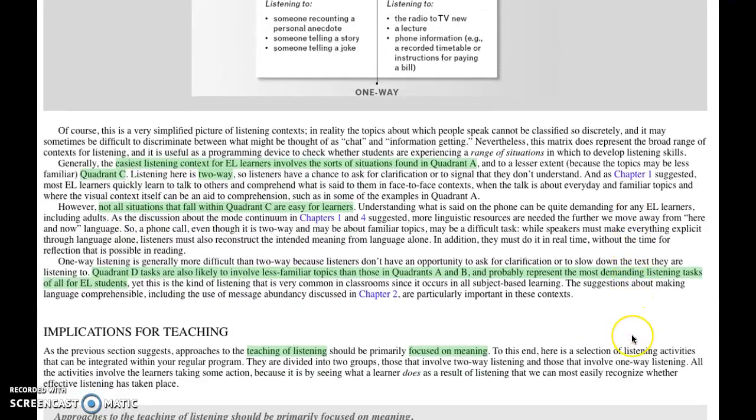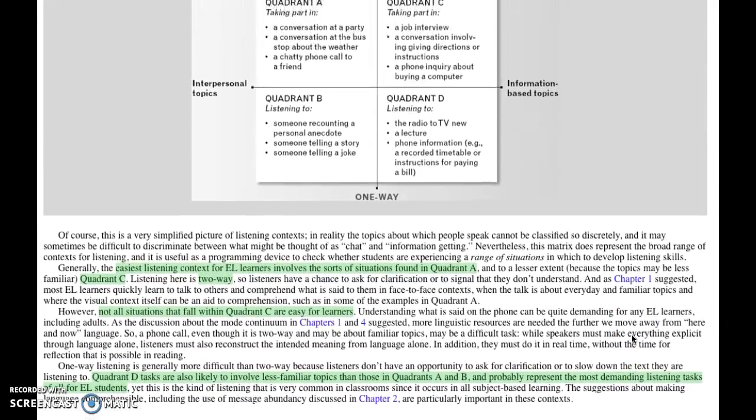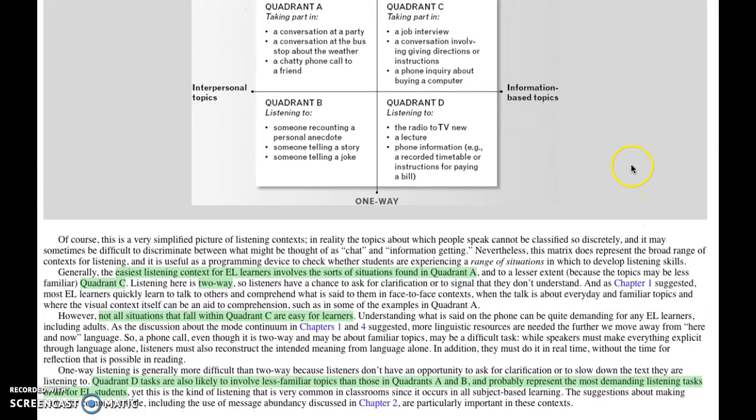And this chapter goes on to give a little information about which areas English learners will be a little more comfortable in, and others where they may struggle more. For example, it says here the easiest listening context for EL learners involves the sorts of situations in quadrant A, also somewhat in quadrant C as well, because listening here is two-way, which gives the listeners a chance to ask for clarification, or basically ask questions if they don't understand what they're hearing, which is important for English learners to do to ensure that they're gaining the full meaning of what they're listening to.